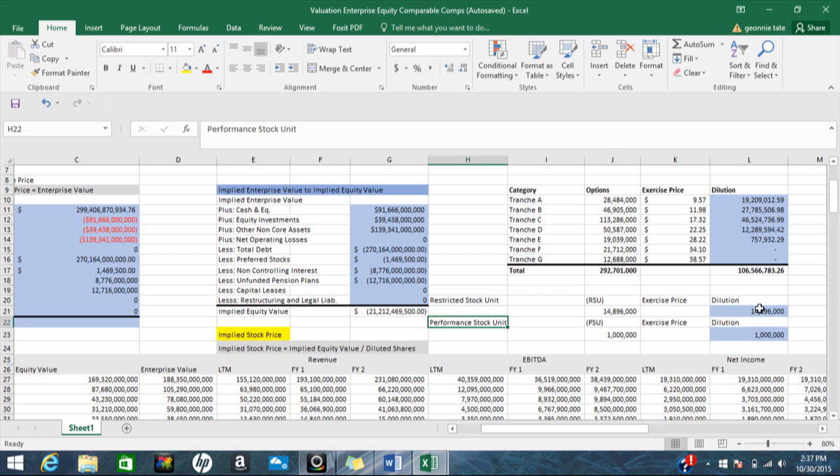And for those, the restricted stock units and the performance stock units, I just need to list the amount that the company has, because there's no calculation for those two. You also need to read the details because maybe they have an exercise price that makes it similar to an option. But in this case, it's not.